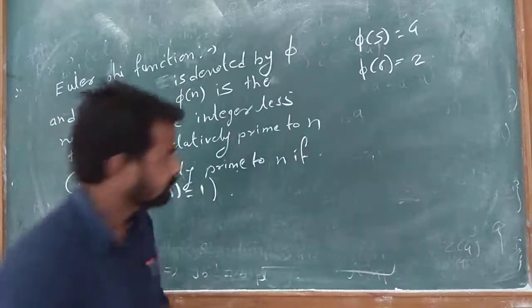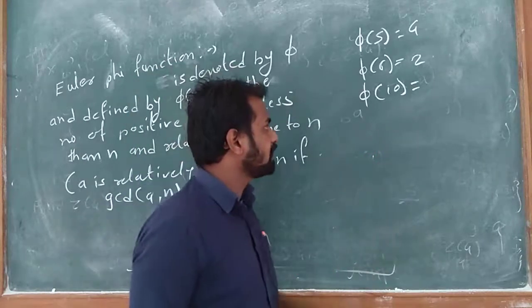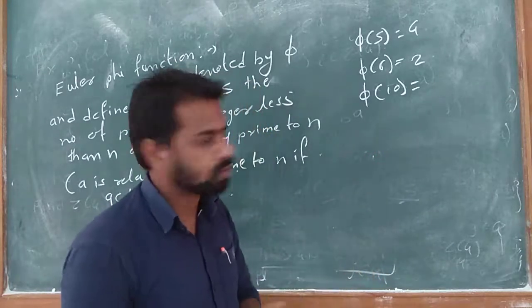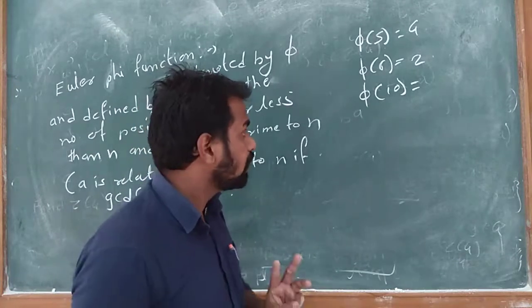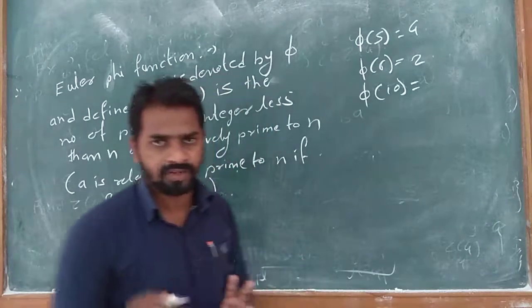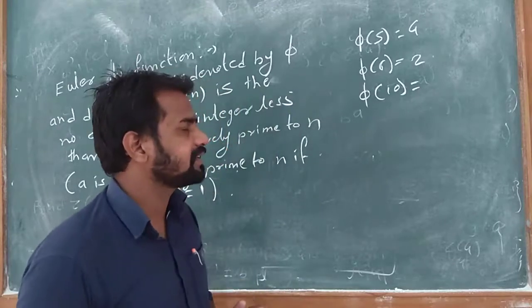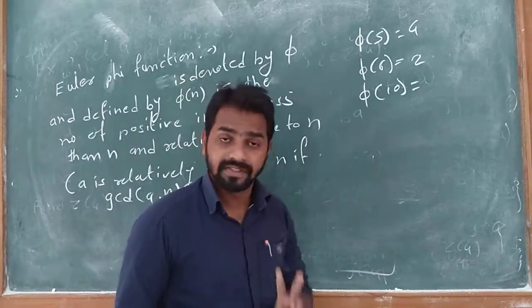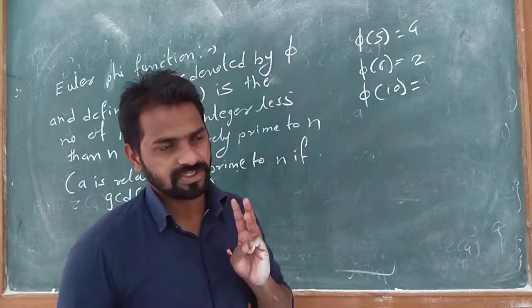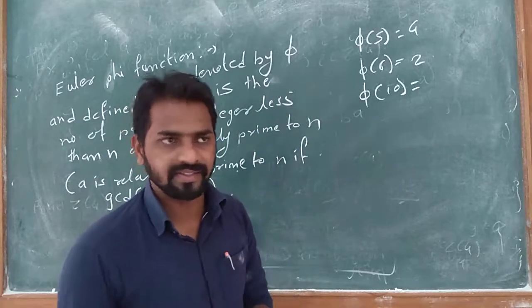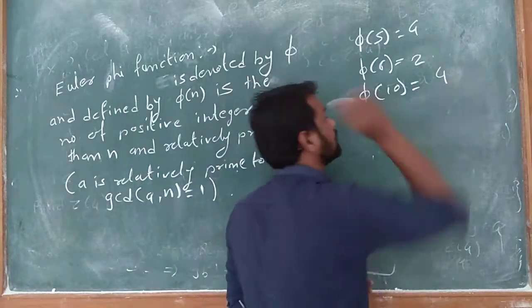Also, find phi of 10. In phi of 10, 1 is relatively prime to 10. The GCD of 2 and 10 is 2, so 2 is not counted. The GCD of 3 and 10 is equal to 1, therefore 3 is counted. The GCD of 4 and 10 is equal to 2, therefore 4 is not counted. The GCD of 5 and 10 is equal to 5, therefore 5 is not counted. The GCD of 6 and 10 is equal to 2, therefore 6 is not counted. The GCD of 7 and 10 is equal to 1, therefore 7 is counted. The GCD of 8 and 10 is equal to 2, so 8 is not counted. The GCD of 9 and 10 is equal to 1, therefore 9 is counted. Therefore, phi of 10 is equal to 4.